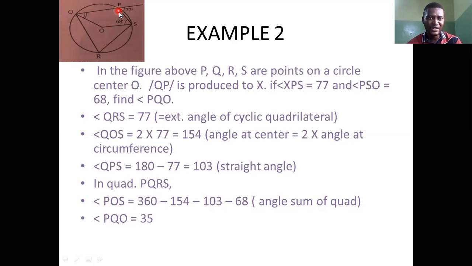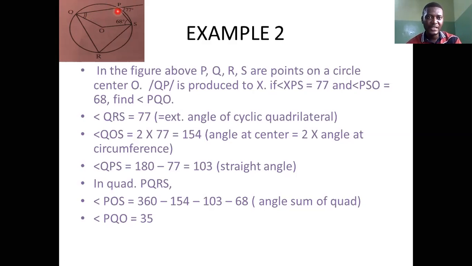How can I get this place? Very simple. If you look at this angle P, it lies on a straight line. So 77 plus what will give us 180 degrees? Or let's imagine that we have something like X here. X plus 77 will give us 180 degrees. Why? Because they are angles on a straight line. So if I subtract 77 from 180 degrees, I get 103. So this particular angle P is 103. This place is 68. We've established that this place is 154. Then this is what we're looking for.